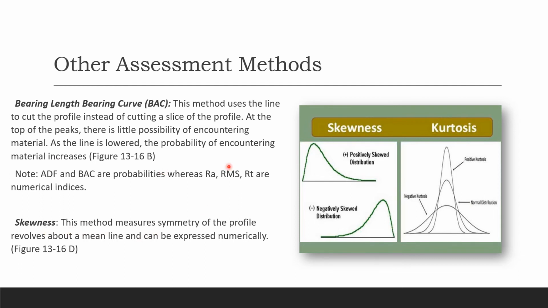Skewness is, every time we talk about probability, we always think about skewness, and it looks like this on the graph representation. This method measures the symmetry of the profile about a mean line and can be expressed numerically. Here you can see it's totally left skewed and this one is totally right skewed.